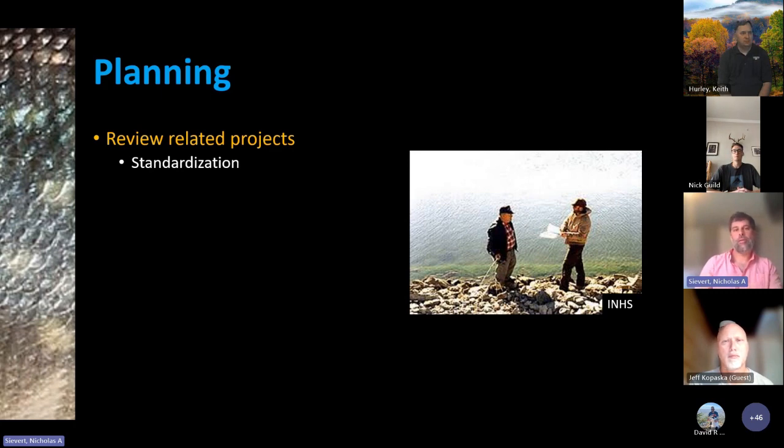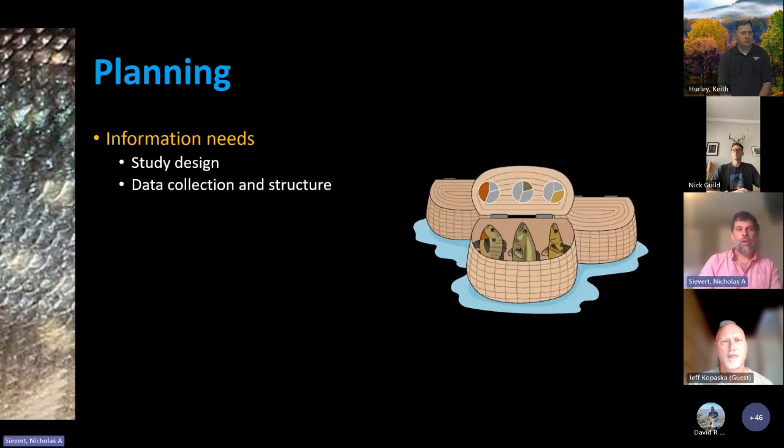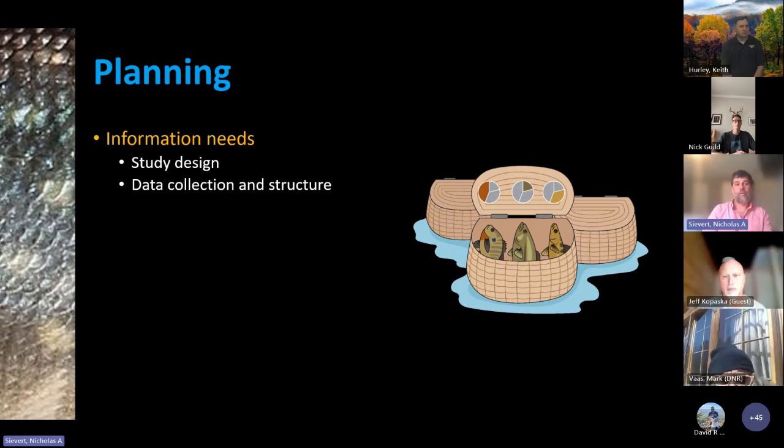And thinking about how you can structure and arrange your data and collect it so it best matches up with some of that related information is really critical. As part of the planning process, you obviously want to think about the information needs. What questions do you want to answer?